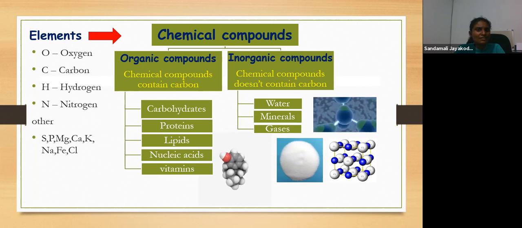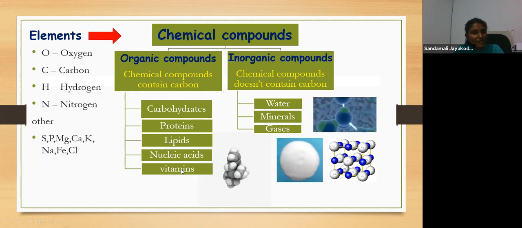They are organic compounds and inorganic compounds. Organic compounds are the chemical compounds which contain carbon as a constituent element. If we take a molecule of a particular chemical compound, it may contain carbon. Those carbon-containing chemical compounds are named organic compounds. Other compounds which don't have carbon as a constituent element are named inorganic compounds.